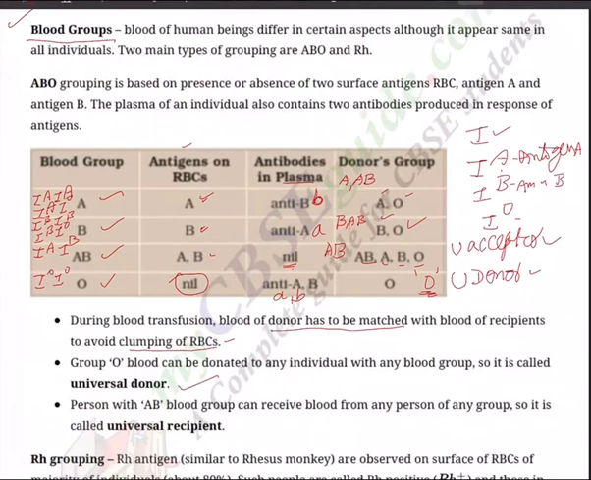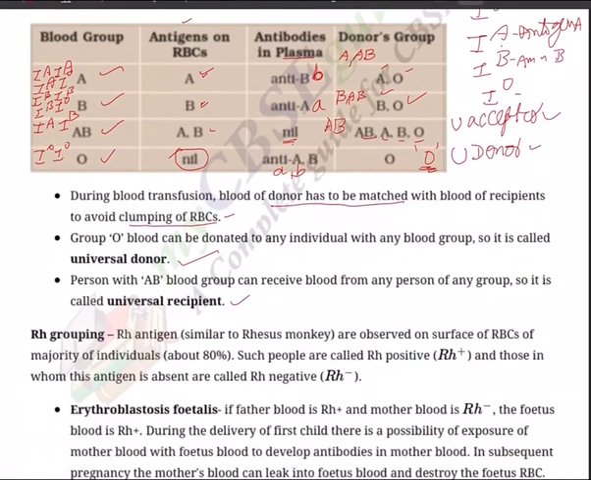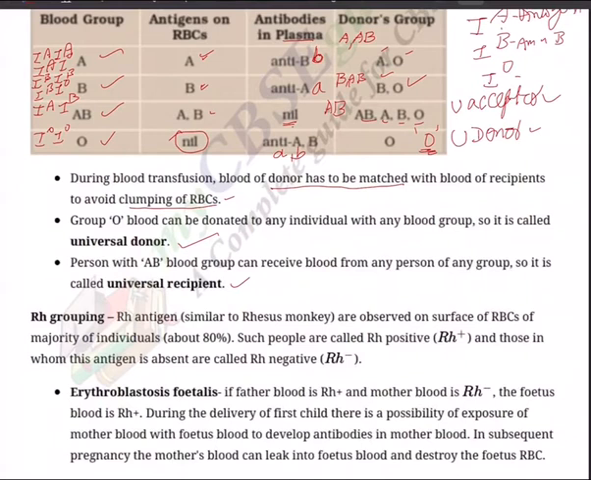Again, why any person of any group? In AB, antibodies are nil. So AB people are called universal recipients. They can get blood from anybody. They receive blood from anybody.